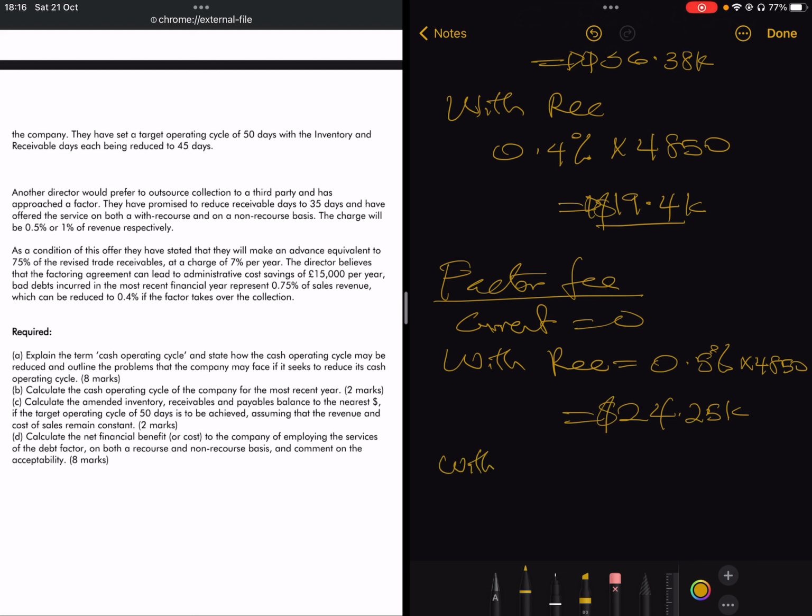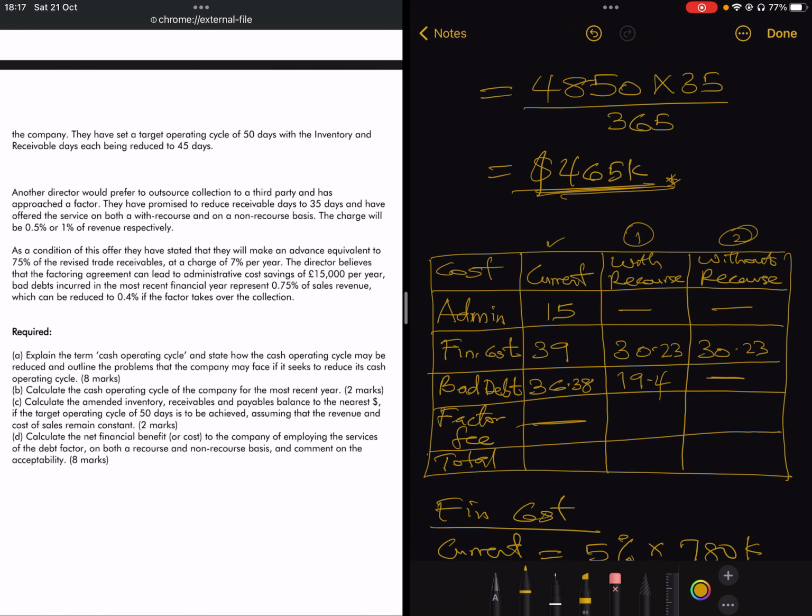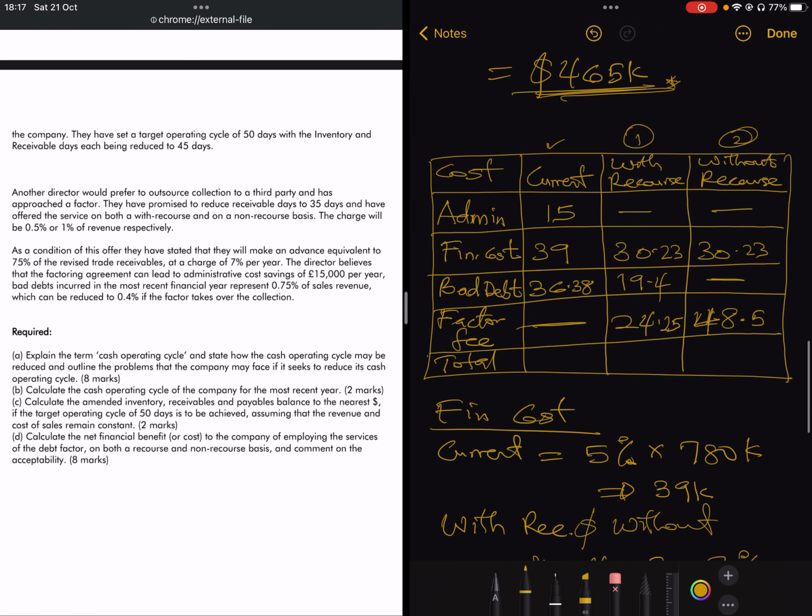And without recourse, that is going to be more expensive because all the risk of default has been transferred. And that's why it's charging us 1% of revenue, which is 48.5. And with recourse, we got 24.25. So now we have all the total costs, all of them here.